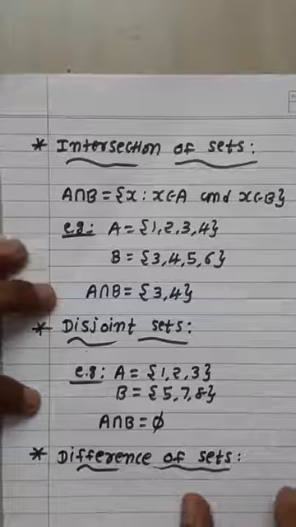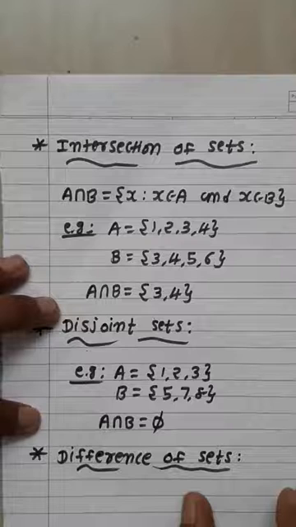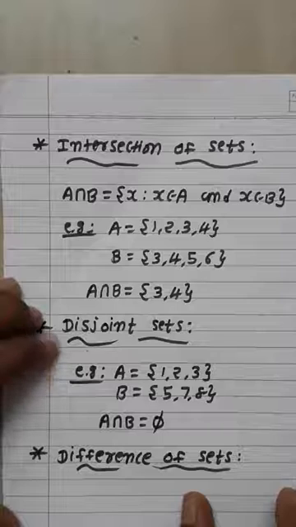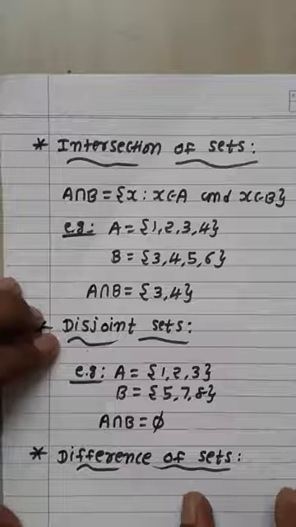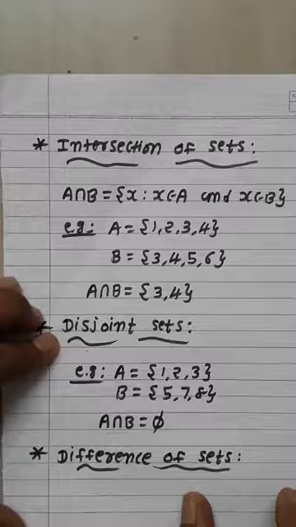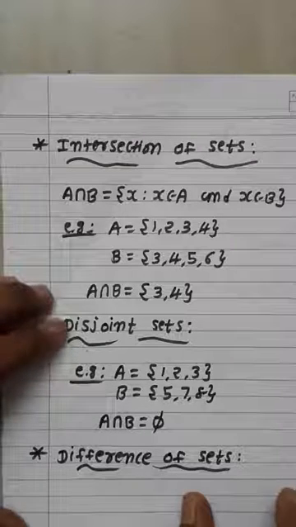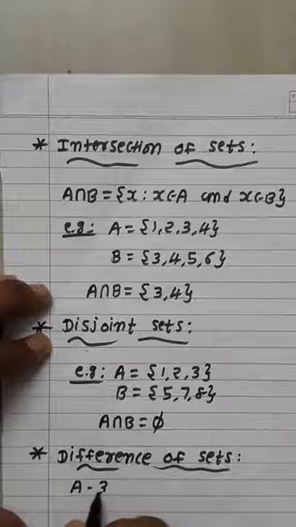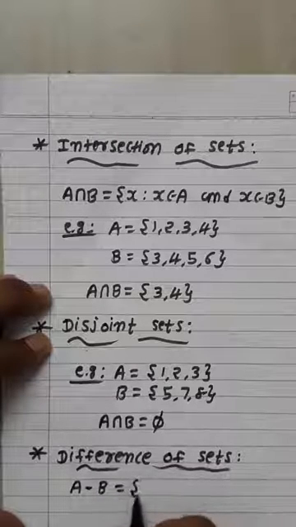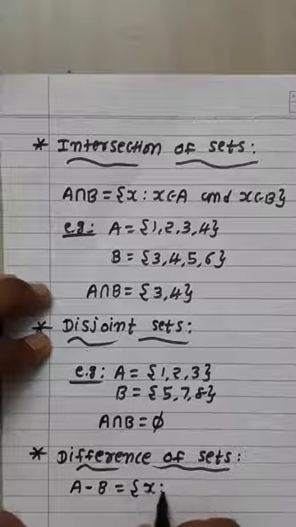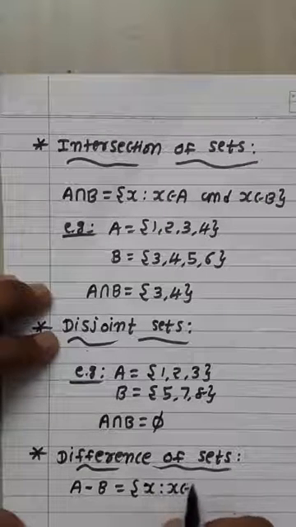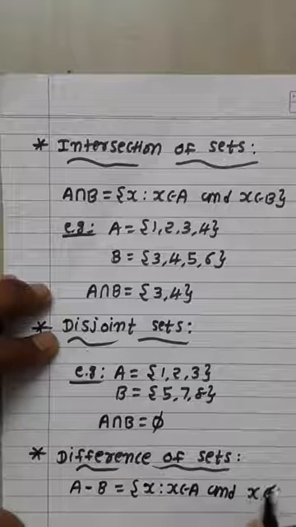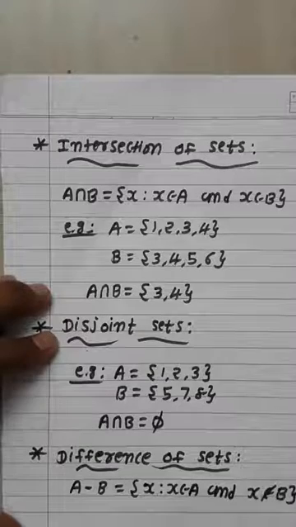Difference of set, that means again we can consider A and B to be any two sets. The difference A minus B is the set of all those elements of A which do not belong to B. So in difference set, symbolically we write A difference B is equal to set of X such that X belongs to A and X does not belong to B, set over.